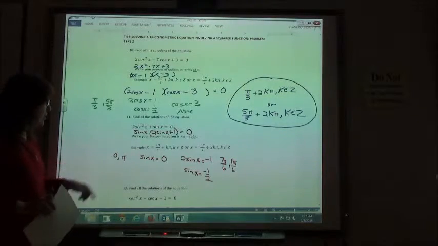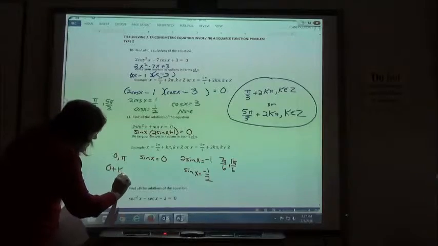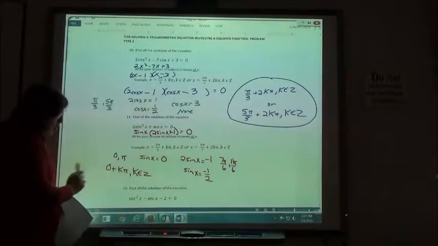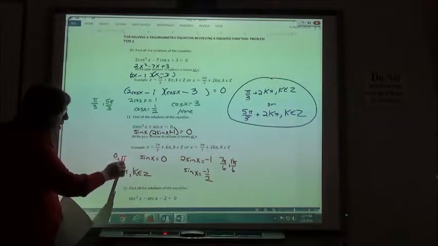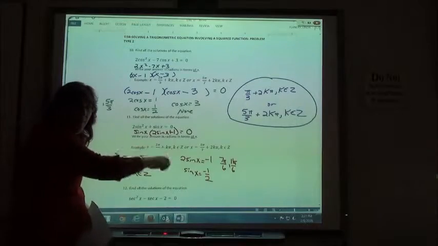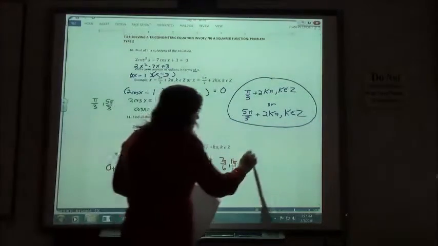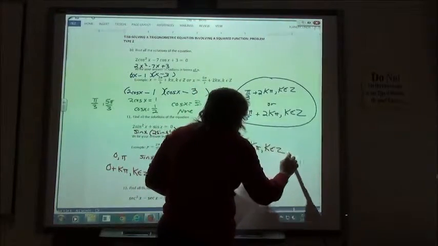This answer is going to go together. I would say 0 plus k pi, with k being an element of z. But I really don't need the 0 in front of that. So every pi, I'm going to be at 0, pi, 2 pi, 3 pi, 4 pi, 5 pi, and so forth. So I don't need the 0. I'm just going to put in k pi with k being an element of z.